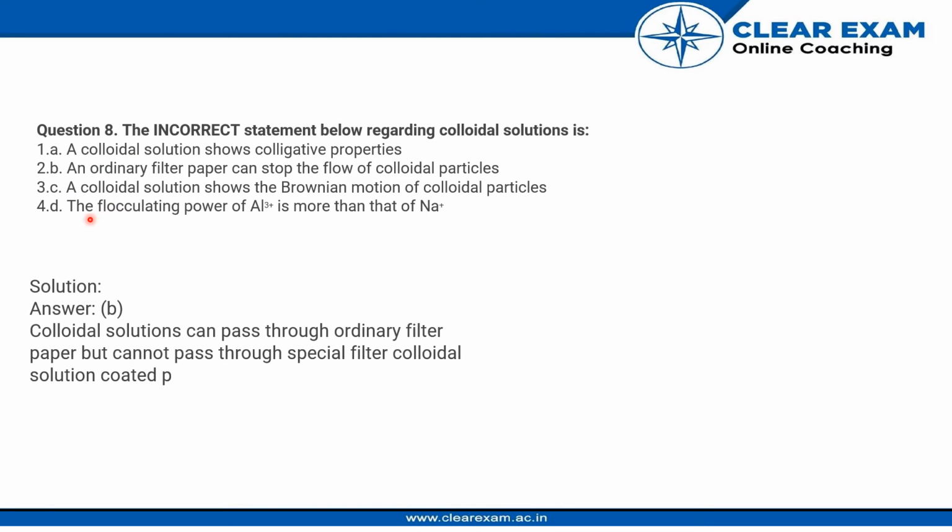Then we have option D, that is the flocculating power of Al³⁺ is more than that of Na⁺. Since its size is much smaller than Na⁺, it has more flocculating power. Therefore option D is also correct. So the only incorrect option is B.